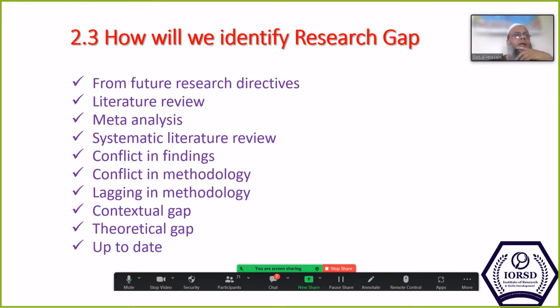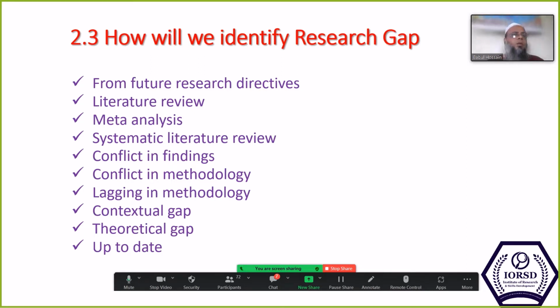Contextual gap. Suppose employee performance has been studied in the context of a developed country, not in a developing country like Bangladesh. So it is, you can say, geographical, but it might be industrial as well. Suppose in the pharmaceutical industry the employee performance has been studied, but not in the garment industry context, or not in the leather industry context. So it might be the industry, the sector, department, or country, geographical area. So the context might be different. So which context, what is the subject area, in which context you want to generalize your study, that is your context.